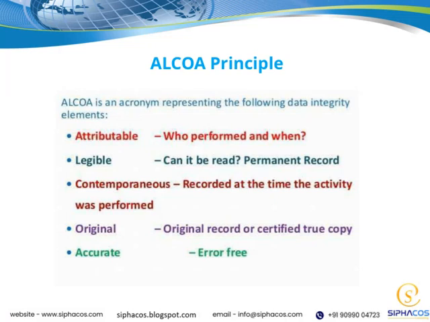Let's take a closer look at the ALCOA principle. This principle is fundamental in ensuring data integrity and maintaining trust in our records. The ALCOA acronym stands for attributable, legible, contemporaneous, original, and accurate. Each of these components plays a vital role in how we manage and record data. When we say data is attributable, we mean that every entry should clearly indicate who created or modified it, ensuring accountability. Legible data is easy to read and unambiguous, which is crucial for clarity and review.